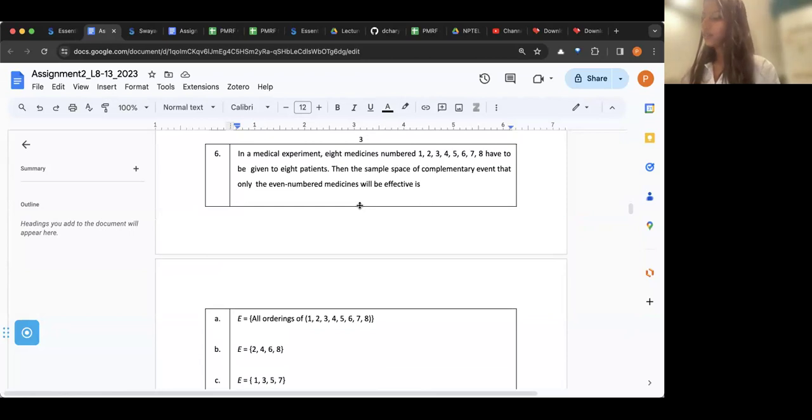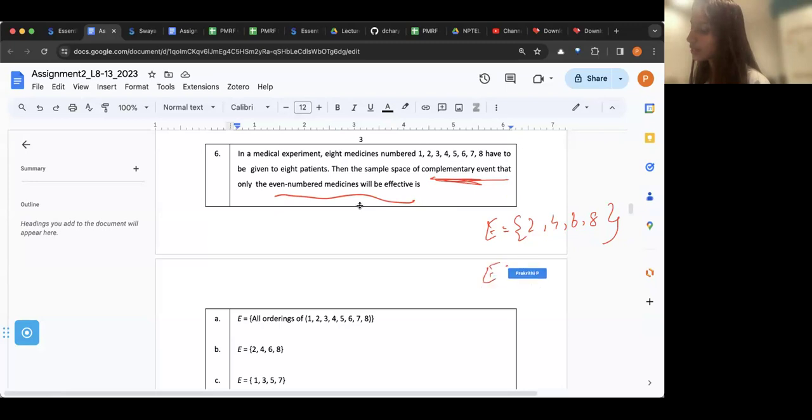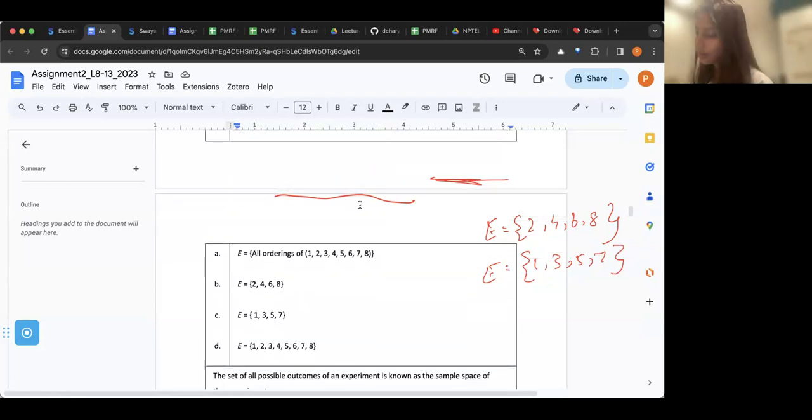Now again, in a medical experiment, 8 medicines numbered 1 to 8 are given to 8 patients. The question asks for the sample space of the complementary event to only even number medicines being effective. So E was 2, 4, 6, 8. This is the event where the even number medicines are useful. But now they're asking for the complementary event to this. So the answer here is 1, 3, 5, and 7. So the answer is this. Option C is the answer here.